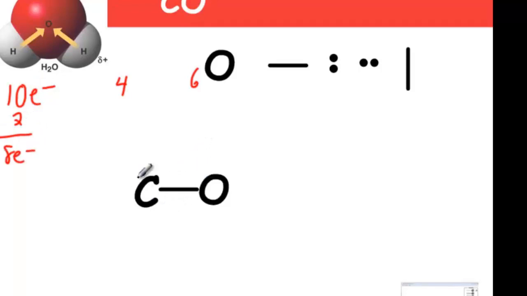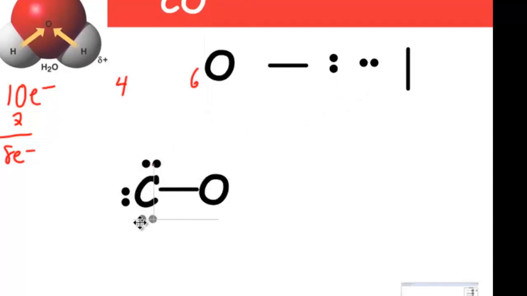Now, the next rule is to give your outer guys an octet. Well, we really don't have an outer guy. We have a left and a right. Pick one. It doesn't matter which one. If you like carbon better, give carbon the octet. If you like oxygen better, give oxygen the octet. Let's go with carbon. We're going to give carbon the octet. It's got 2 already in the bond. Let's give it 6 more.